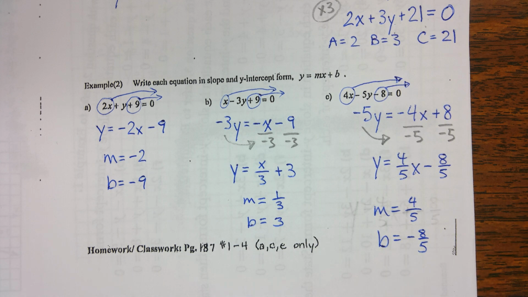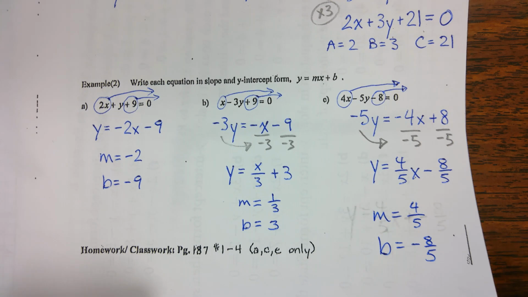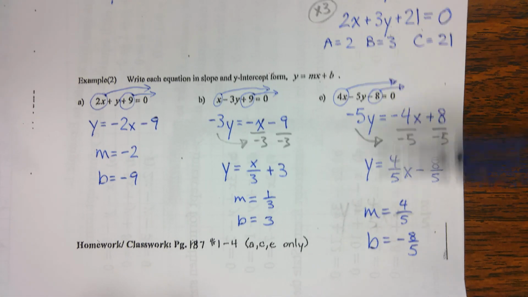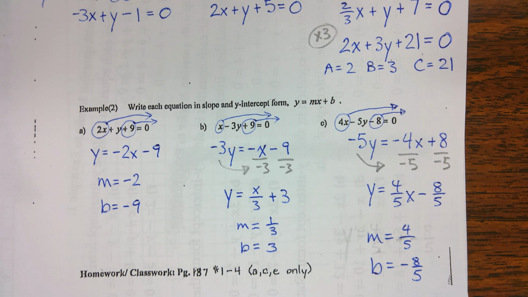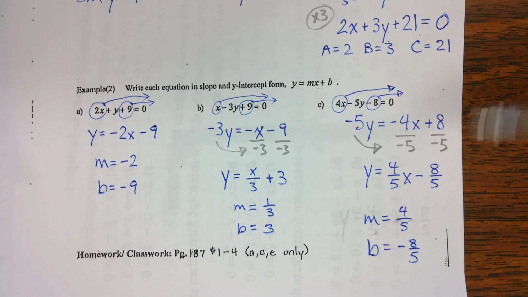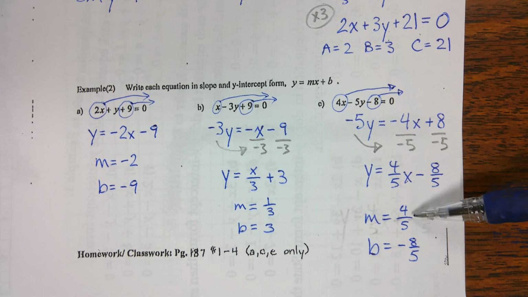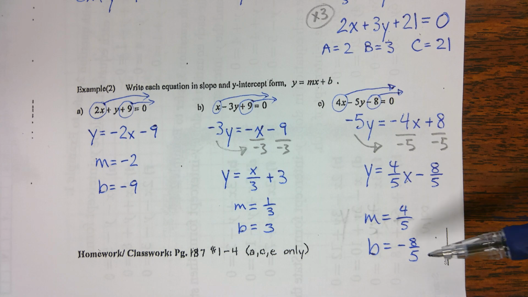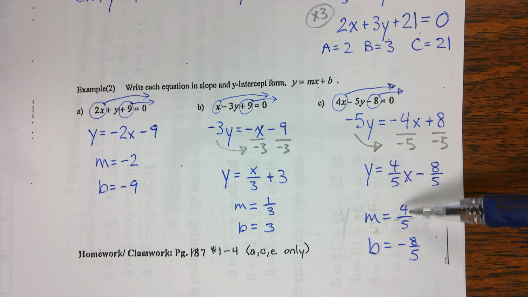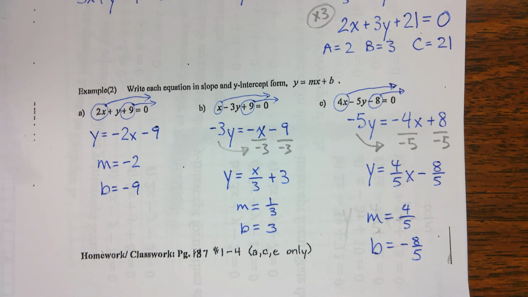Okay, so that's the lesson. Does it have to be improper fraction for b? No. For your slope and y-intercept, leave it as fraction form or improper fraction form. You don't need to change it to a mixed number. Especially with the slope, because I want to see the rise over run. So it's okay for improper fractions.